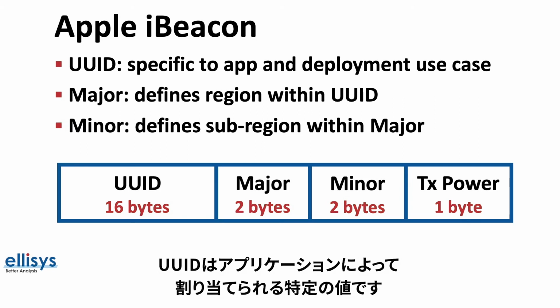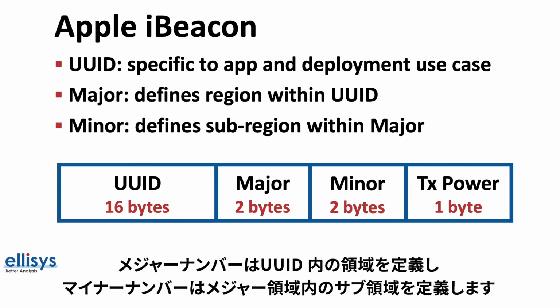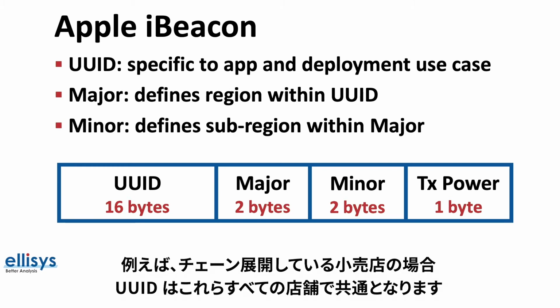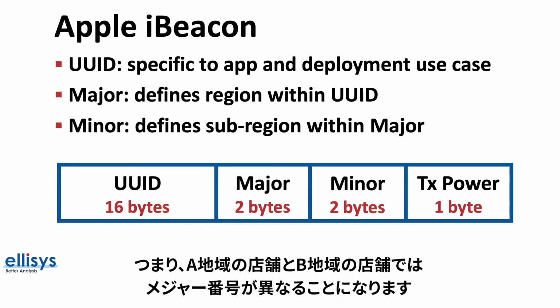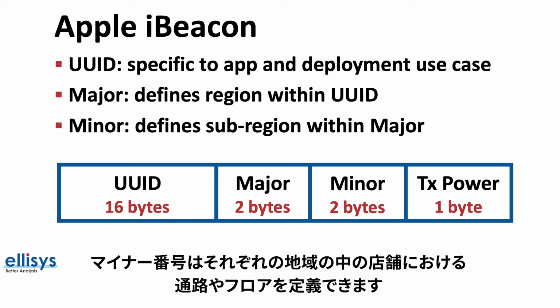The UUID is a specific value assigned to an app or deployment use case. The major number defines the region within that UUID, and the minor number defines a subregion within the major region. For example, for a specific chain of retail stores, the UUID would be common across all these stores. The major, for example, would define a store at a specific location. So for example, a store at location A would have a different major than a store at location B, and so on. And the minor could define the aisle or the floor, for example, within each of these locations.